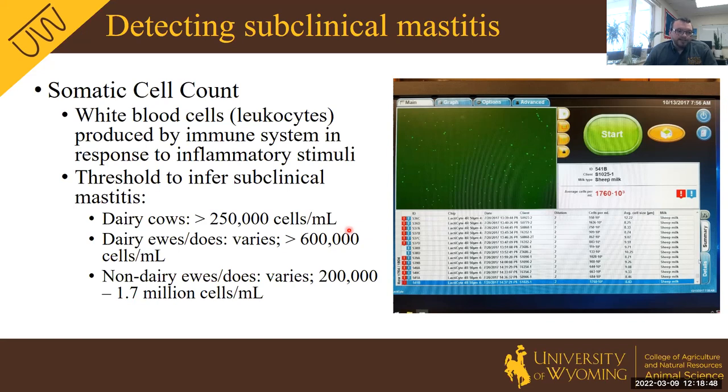And in our non-dairy ewes and does, the threshold to infer subclinical mastitis is highly variable. Some people say that 200,000 cells per milliliter is good to infer subclinical mastitis. Others say that the number needs to be much greater, closer to 2 million cells per milliliter.